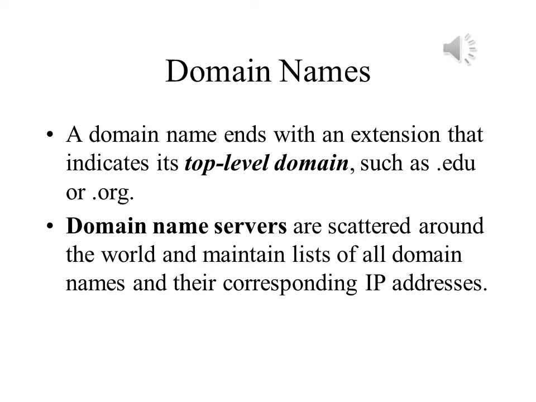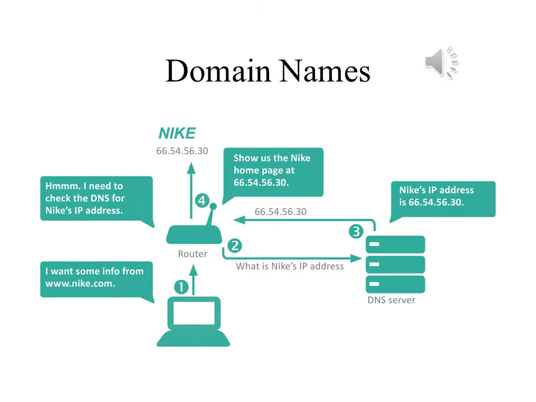Domain name servers, the sites that do this translation from names to numbers, are scattered around the world. They all need to have a current list of all domain names and the corresponding IP addresses. The domain name for Nike is Nike.com. This tells us that it is a commercial operation in the United States, and the company is known as Nike.